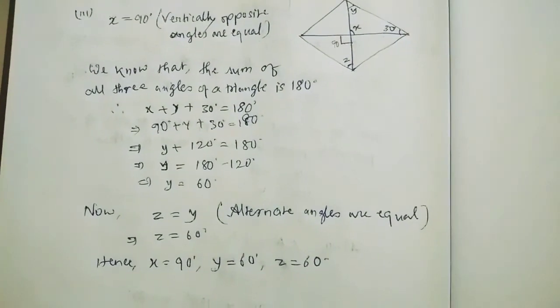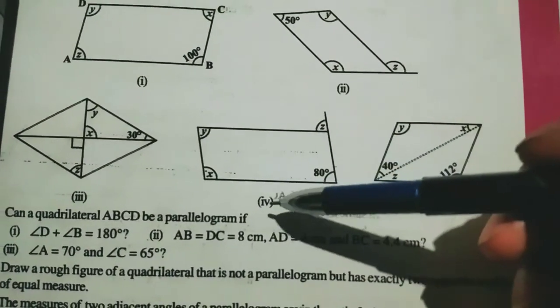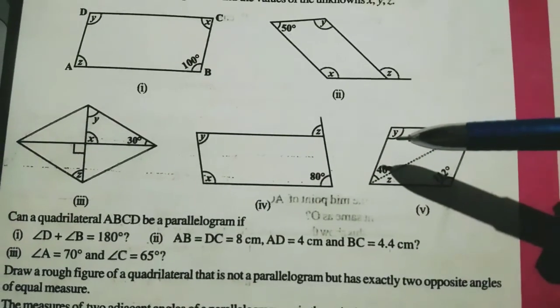Understood? So students, I have solved these three figures. You have to solve these 4 number and 5 number, these two figures, okay, in your homework.